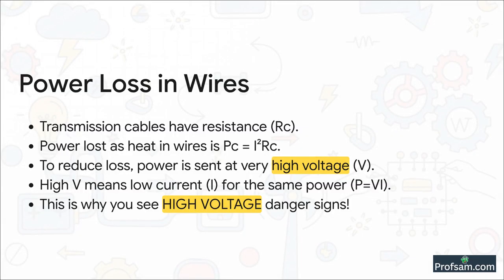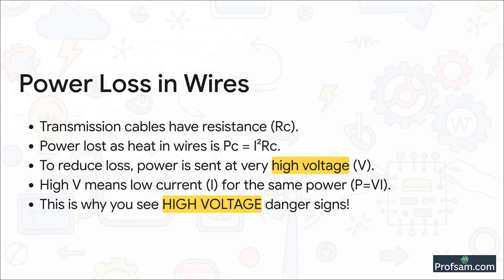Those massive power lines stretching across the country. They are made of metal, so they have some resistance, right? Let's call it R_C. This means as current flows, some power is going to be lost as heat. How much? Well, we have a formula for that. Power lost, P_C, will be I squared times R_C.